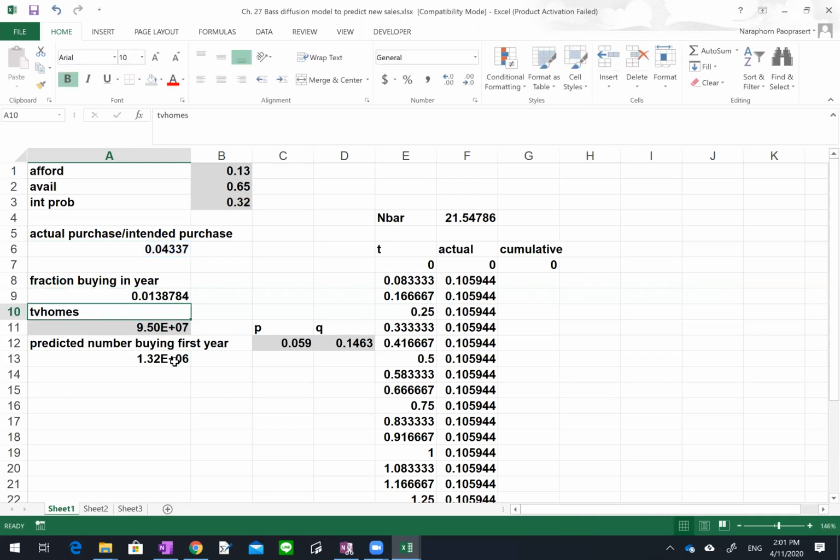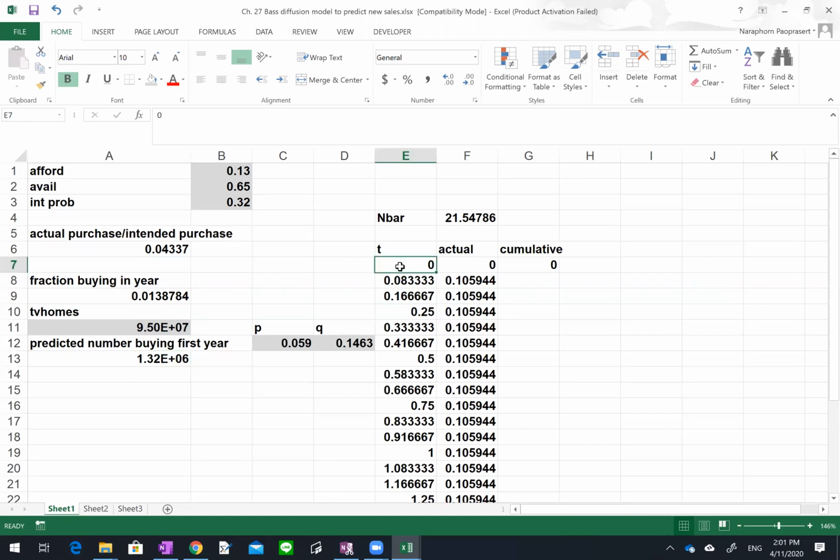And finally, you can have the predicted number of buying per year, by multiplying the fraction of the people who will buy the product times the total market size. So you know that about 1.32 million customers are going to buy your product.